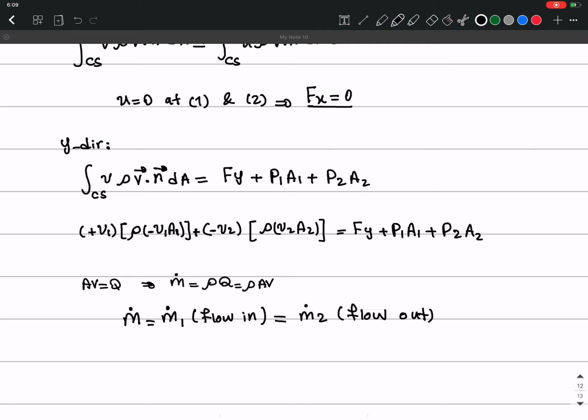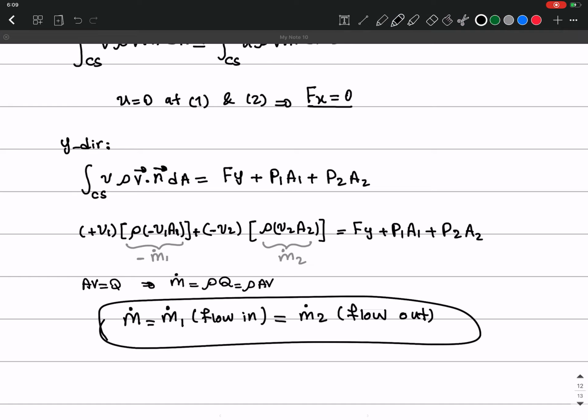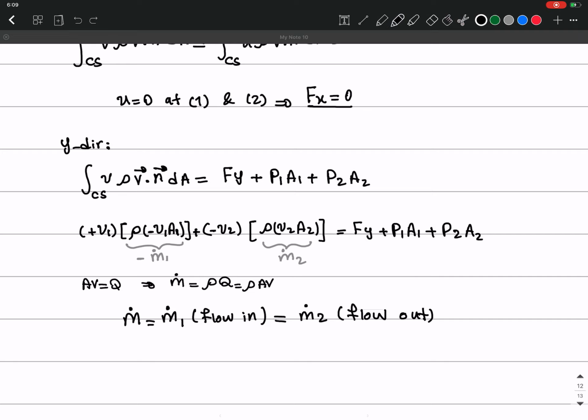And so here, instead of rho V1 A1, I can write this as minus m dot 1, and this is m dot 2, and because m dot 1 and m dot 2 are equal based on this equation that I've written here, I can just factor m dot out and then write that equation as m dot times minus V1 plus V2 equals Fy plus P1 A1 plus P2 A2. Okay.